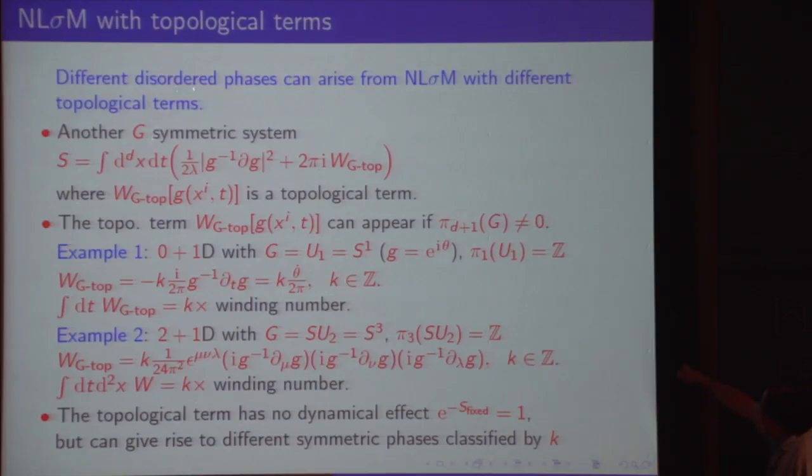So adding this topological term does nothing, because our path integral only depends on e to the minus S, but this term is always 2πi. When you add 2πi, the amplitude does not change. So this is a new nonlinear sigma model with an additional topological term.